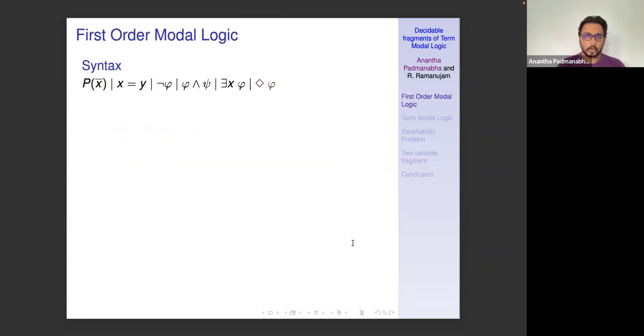So let's start with first order modal logic, which we have been discussing today. Typically the syntax looks like this. We have predicates, optional equality, negation, conjunction, quantification, and we have this diamond phi. So this is basically lifting first order logic with diamond modal operators.